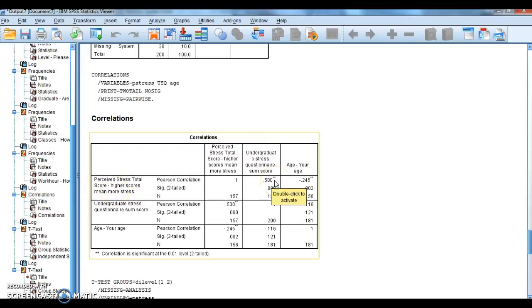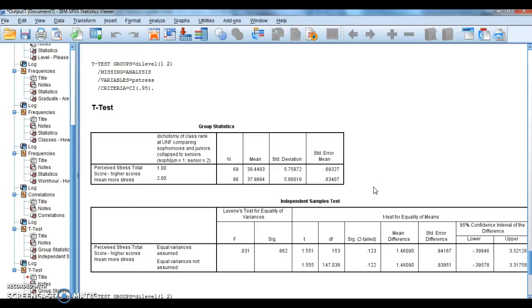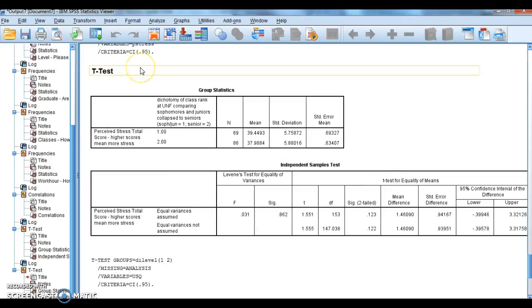And why I say that's pretty high is because, of course, a perfect correlation would be 1, but in psychology, we have so many variables that can explain an outcome. So it's not often that we would have a correlation as high of magnitude as 1. Now, a t-test is when you're comparing two groups.